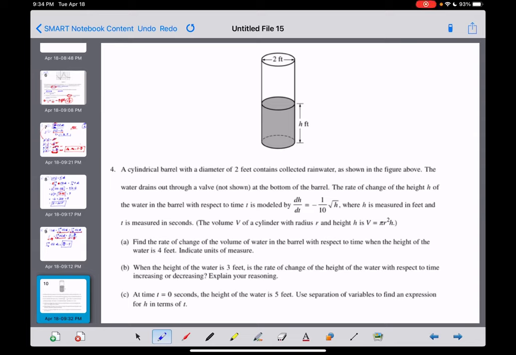All right, guys, in problem number 4, and again, this is in 2019, we are dealing with a cylindrical barrel with a diameter of 2 feet. The interesting thing right off the bat is that this barrel is a cylinder, which means that the radius is always going to remain constant. If our diameter is 2 feet, then our radius is 1.